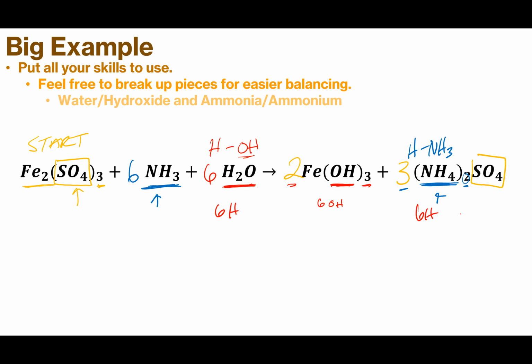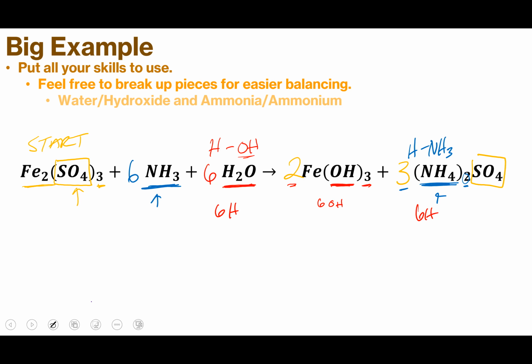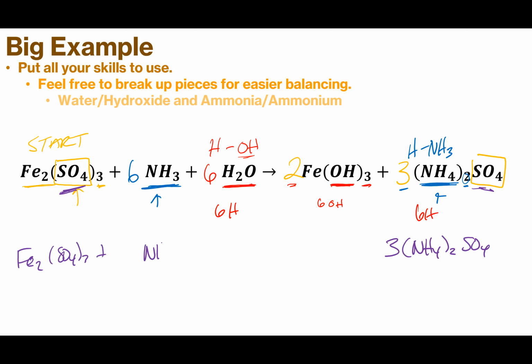Okay. If that was too messy, let's go back, and I'm going to rebalance this. I'm not going to erase it, but I'm going to rebalance it without breaking stuff apart. We're going to do the same thing. We have a sulfate and a sulfate. So we're going to need 3 (NH4)2SO4 down here. We have Fe2(SO4)3. We have ammonia. I should have printed this twice, but it only struck me now as I'm doing this that we might want to do it both ways.